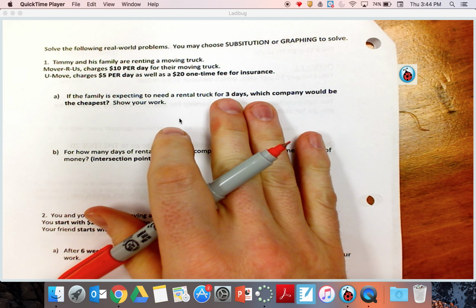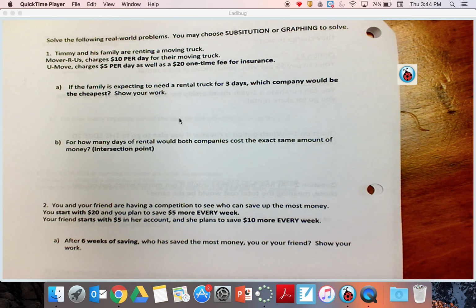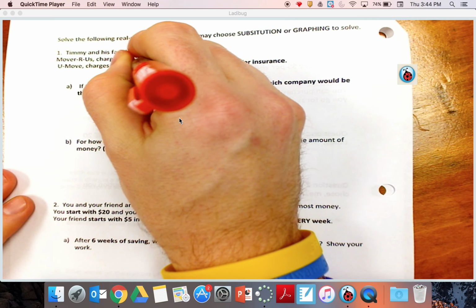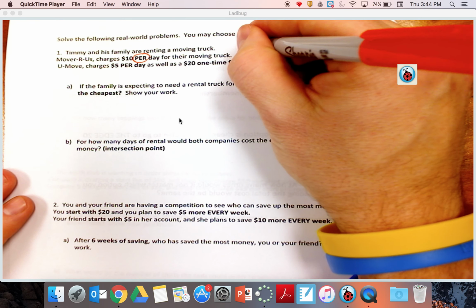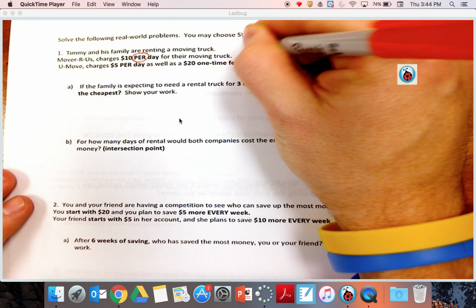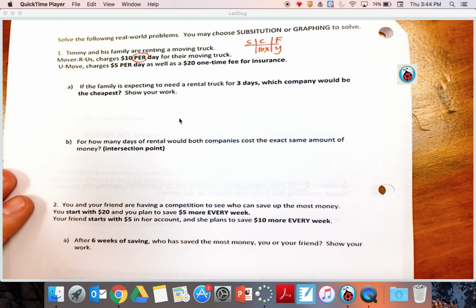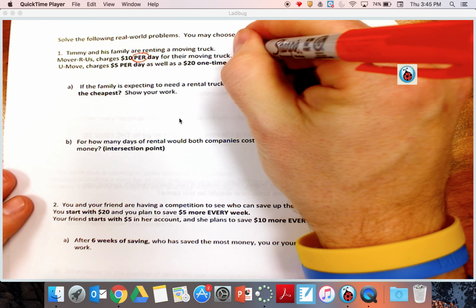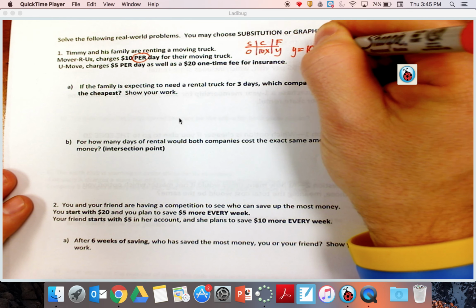So I can solve these either by substitution or graphing, but I need to write my equations first. So I look at my problem here. It says $10 per. Well, that right there tells me that's the change. So if I write my first equation using my organizer here, I have 10x. And what was the start? Well, I don't have anything for my start, so it's 0. So my equation there is y equals 10x.